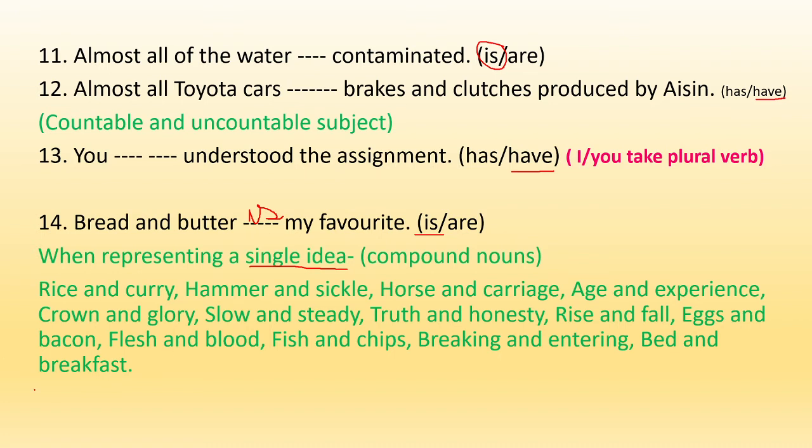So other examples of this are rice and curry, hammer and sickle, horse and carriage. So these are all compound nouns and they will take singular verbs. Age and experience, crown and glory, slow and steady, truth and honesty, rise and fall, eggs and bacon, flesh and blood, fish and chips, breaking and entering, bed and breakfast. So these are some of the compound nouns which often come in exams and the question seems to be tricky. But if you remember that these are compound nouns, they will take singular verb.